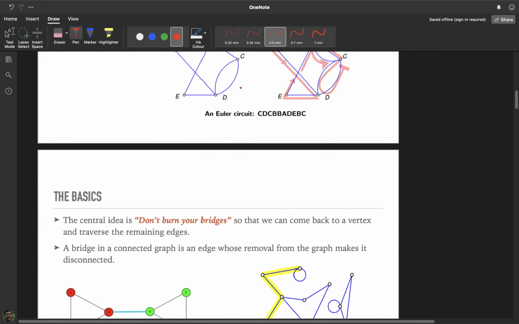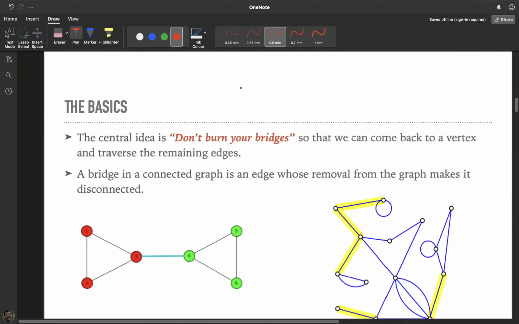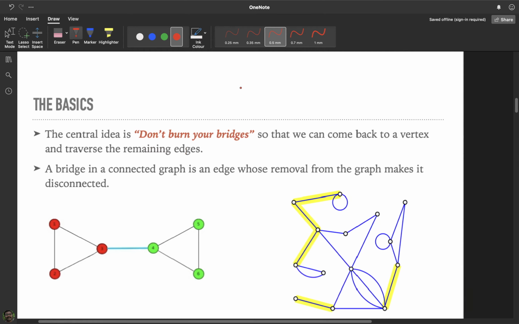So what's the method? The basic idea of this algorithm is that you should not burn your bridges. What do we mean by burn your bridges? The idea is don't use bridges in the first instance. Don't use bridges wherever possible. Only if there are no other choices left, you should use a bridge.